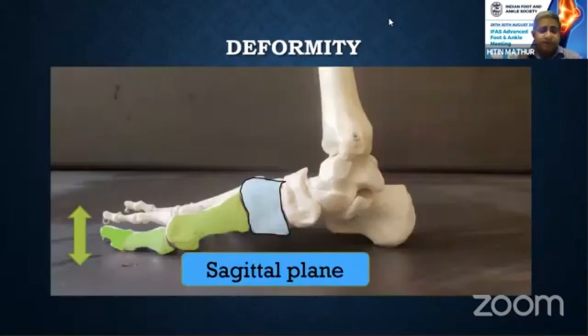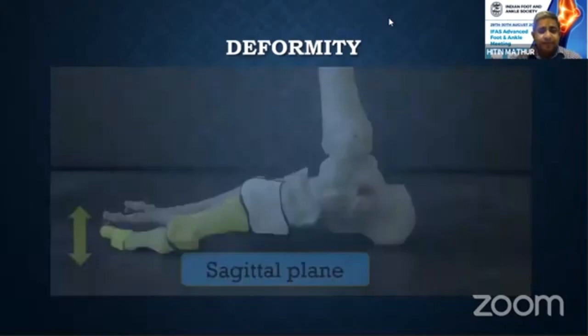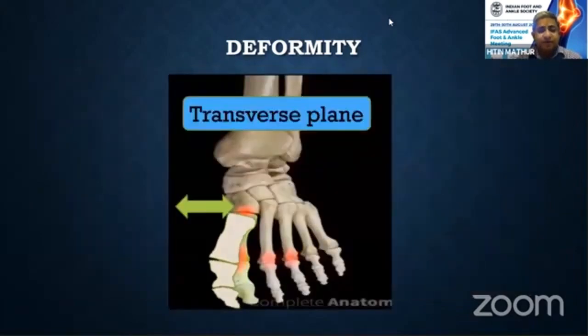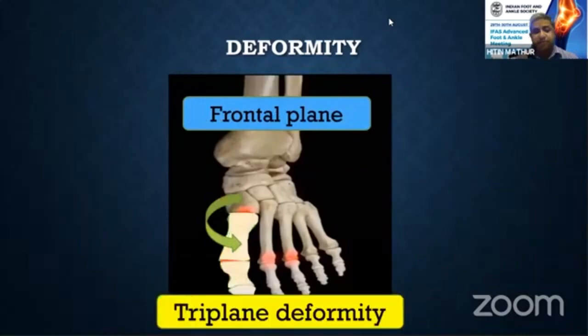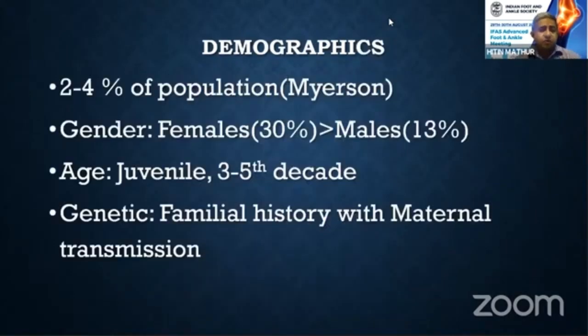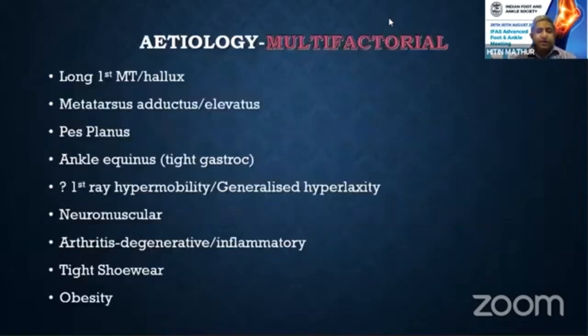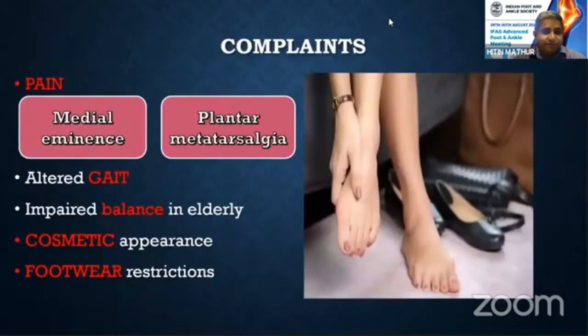So the deformity is in the sagittal plane, in the transverse plane, and also in the frontal or the rotational plane. So it is a triplanar deformity. About 2 to 4% of the population is affected by Hallux valgus. Females are more commonly affected in the 3rd to 5th decade of life or in the juvenile age group. It has a familial history with a maternal transmission. The etiology is multifactorial and is controversial at best.